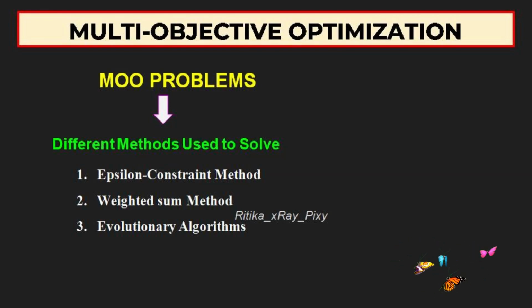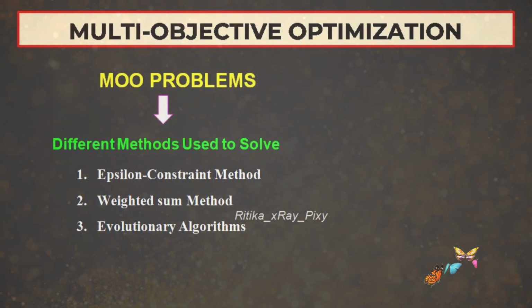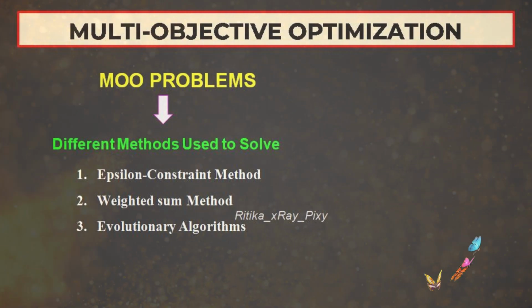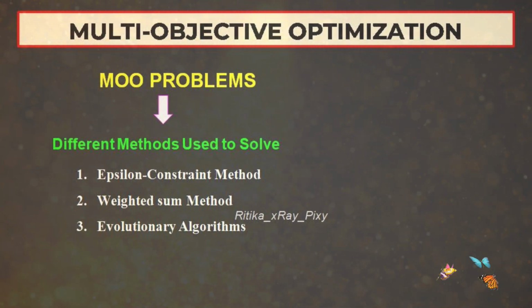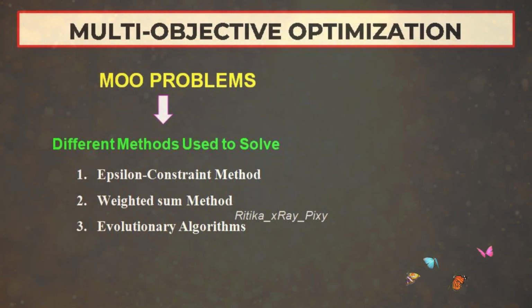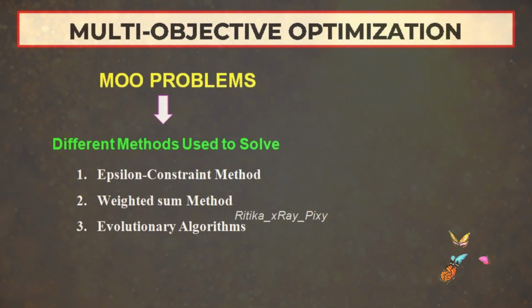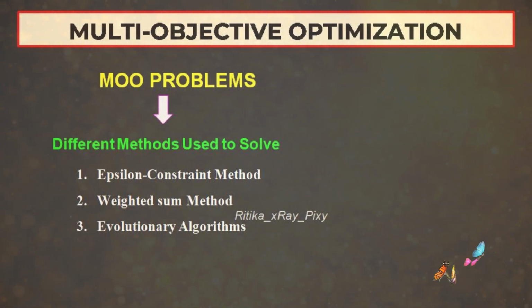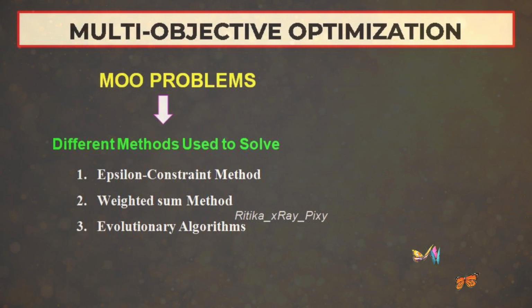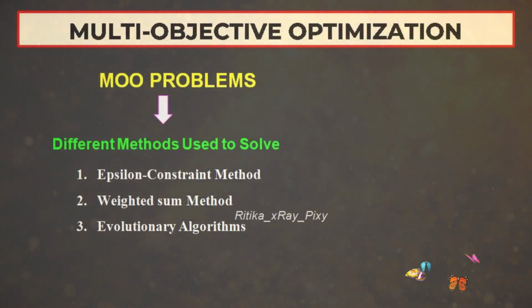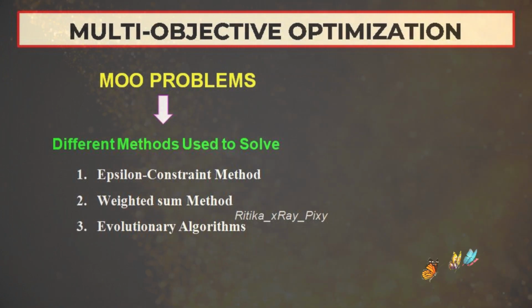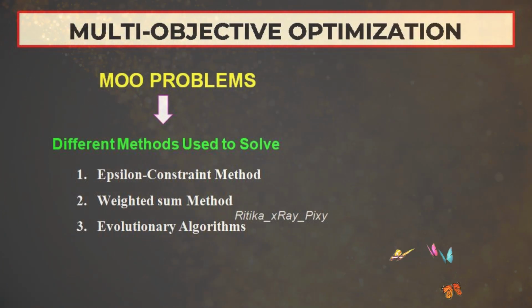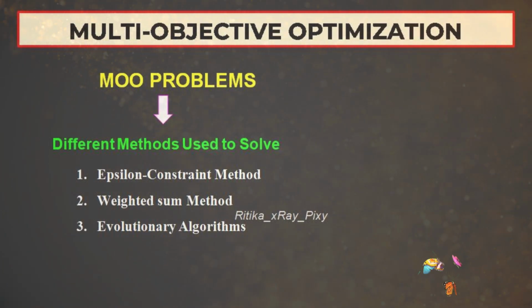Second, we have the weighted sum method. This strategy weights each objective function separately. So if you have 4 objective functions, this method will weight each objective function separately before combining them into a single objective function. The weight represents the estimated importance of each objective function.